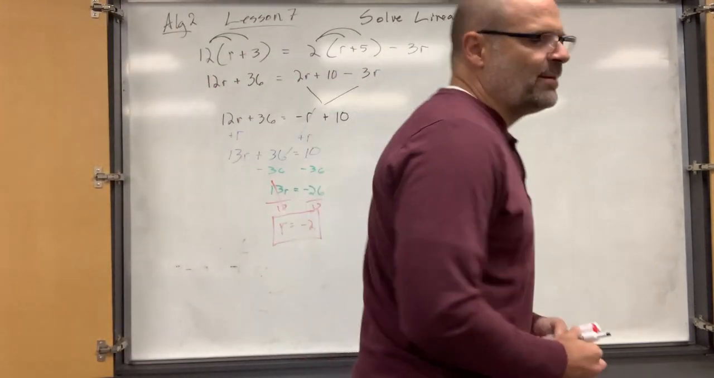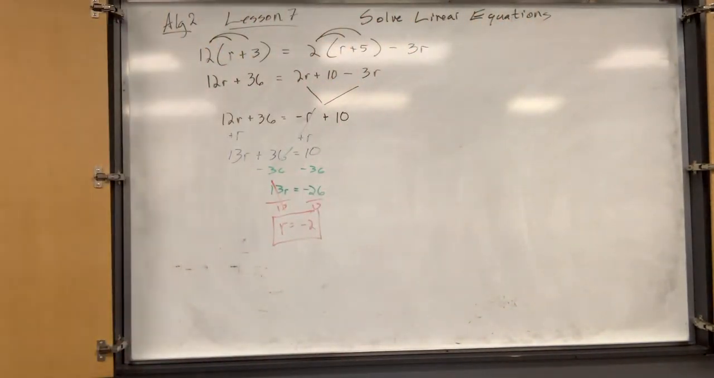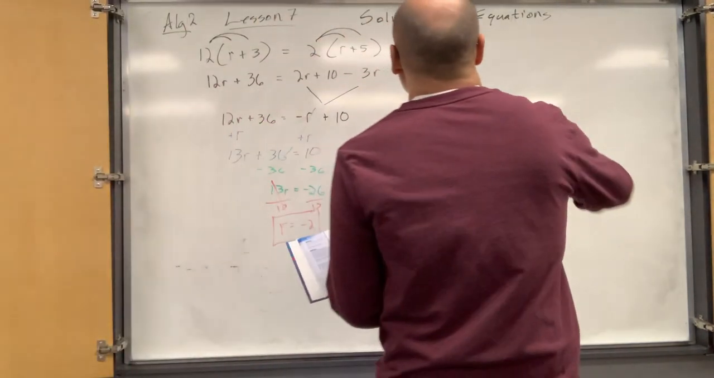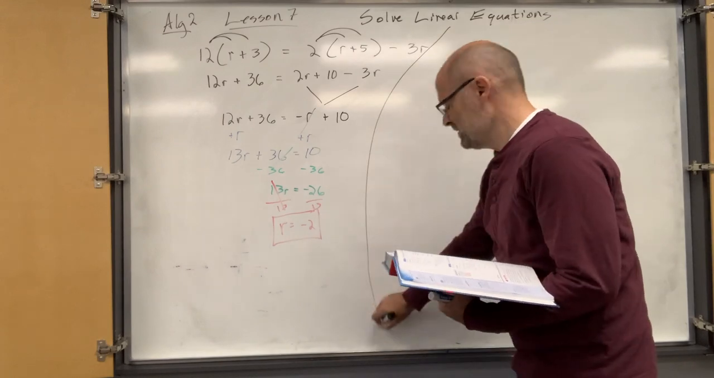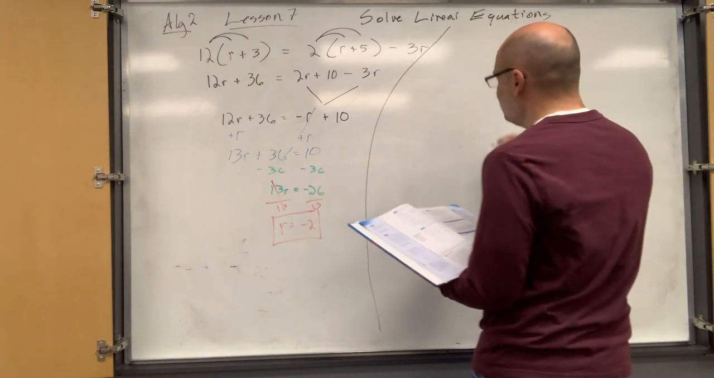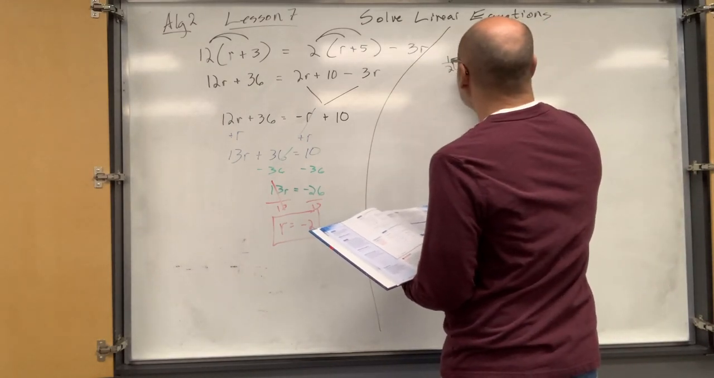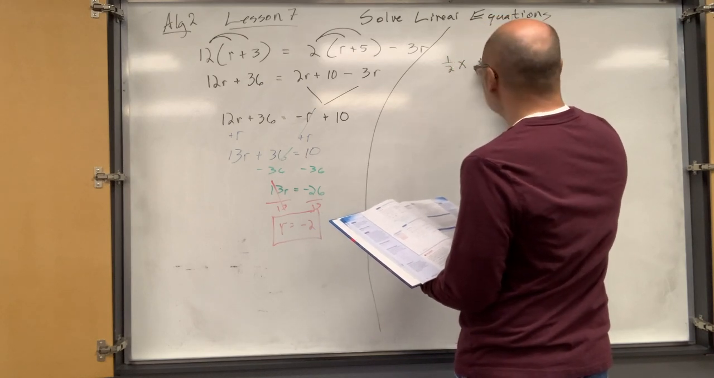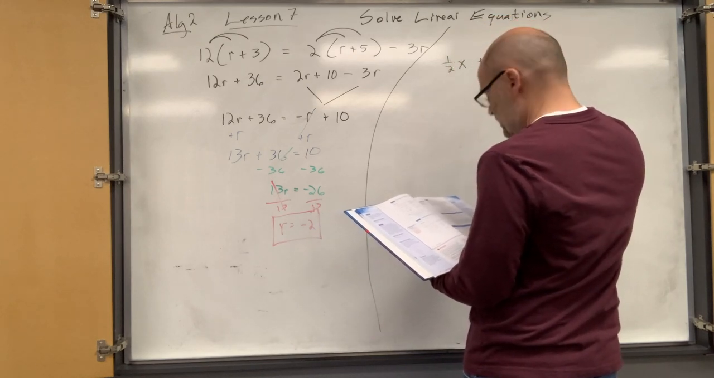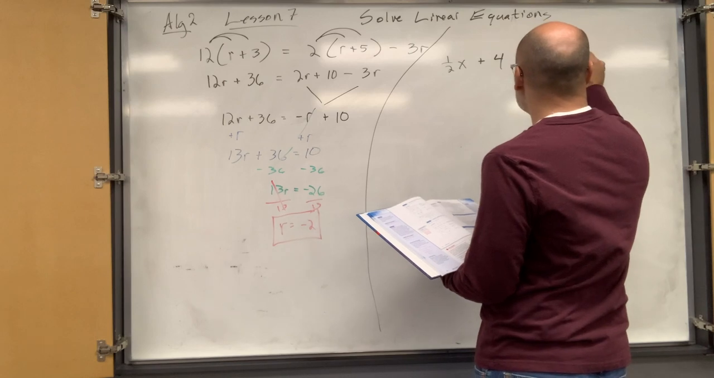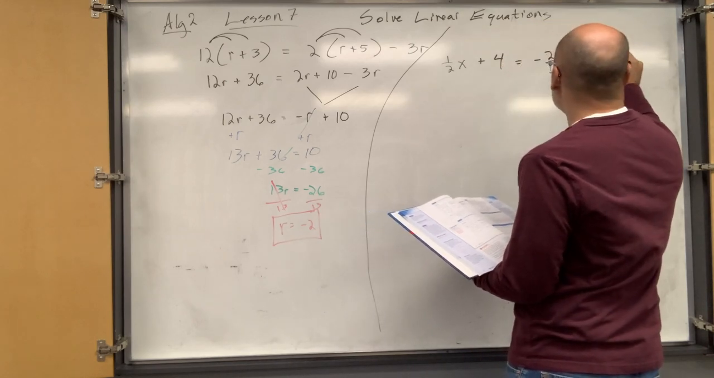All right, so there's a couple more just to make sure you're not caught off guard. Let's do a fractional equation. So 1/2 x plus 4 equals negative 2/3 x plus 1/2.